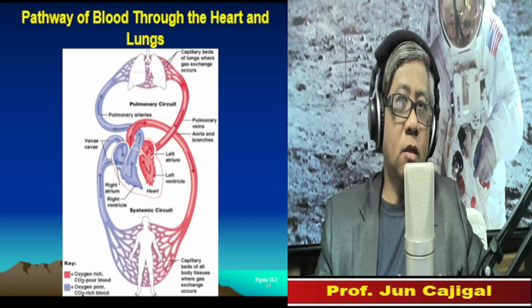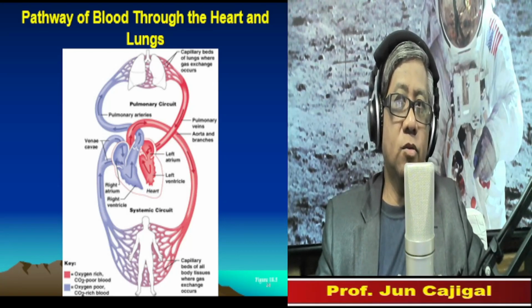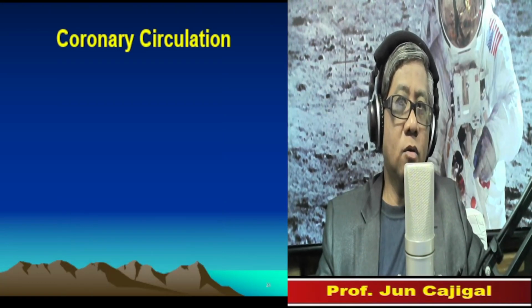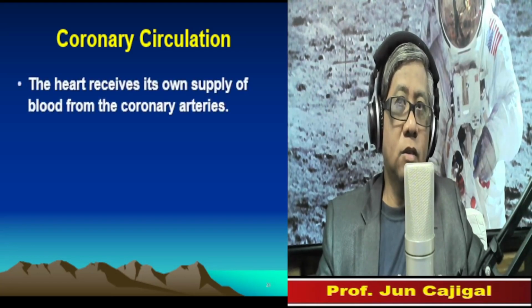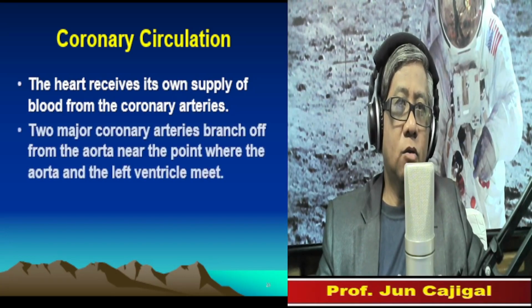Now we have to mention this special type of circulation other than the pulmonary and the systemic circulation. I am referring here to the so-called coronary circuit or coronary circulation. Now the coronary circulation is a special type of circulation wherein the heart receives its own supply of blood from the coronary arteries. There are two major coronary arteries that branch off from the aorta near the point where the aorta and the left ventricle meet. So I am referring here to the left coronary artery and the right coronary artery.